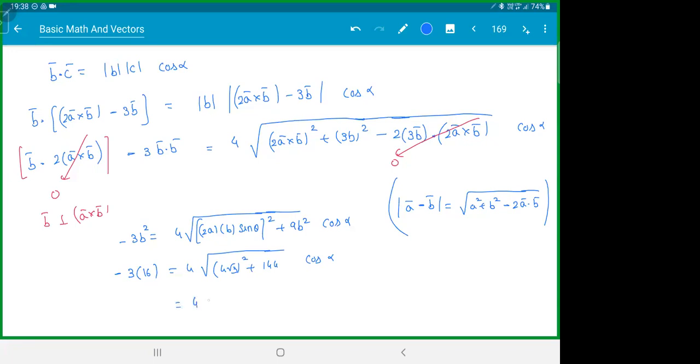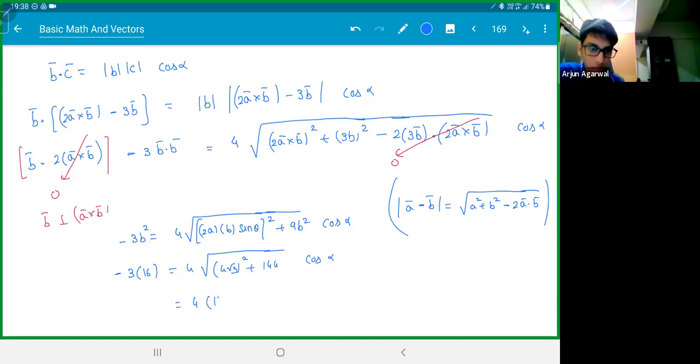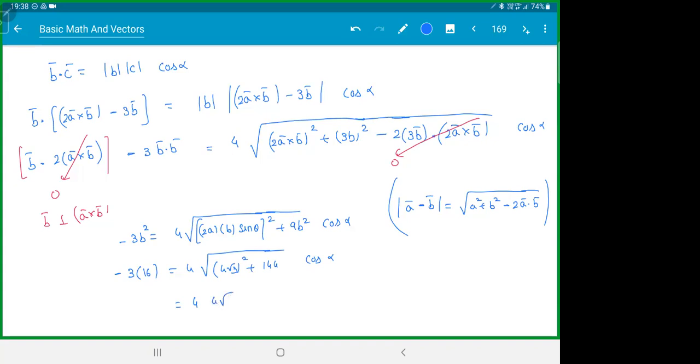192, its root is 4 root 12. This will be minus 3 into 16. This term is gone. So we get cos alpha is equal to minus 3 by root 12, which will be 2 root 3, so minus root 3 by 2. Cos alpha is minus root 3 by 2, what is that? 150 degrees. Check.